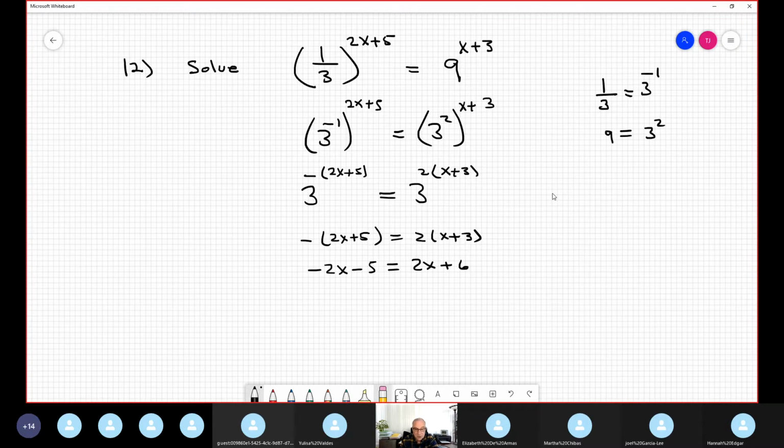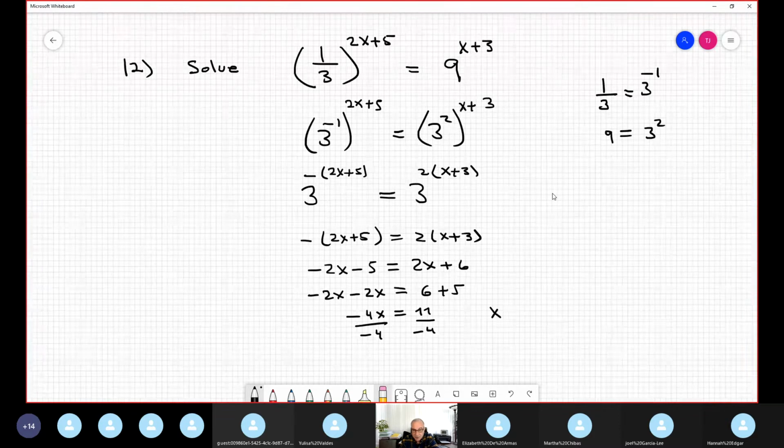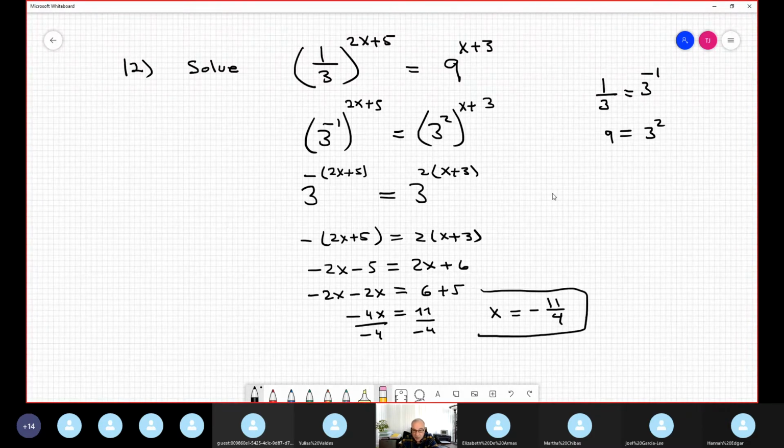Now manipulation, well. Suppose that minus 2x stays here. I move another 2x to the left, 6 stays, and 5 moves to the right. This is negative 4x equals 11. Divide by negative 4 both sides. X is equal to negative 11 over 4. And that's it. And in this equation, guys, you don't need to check it.